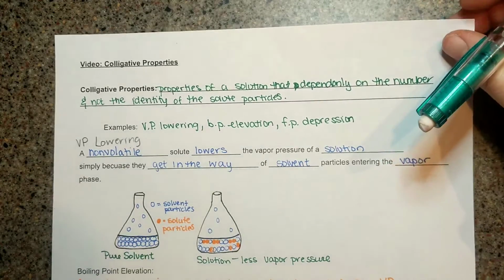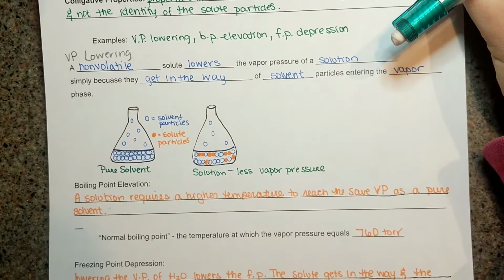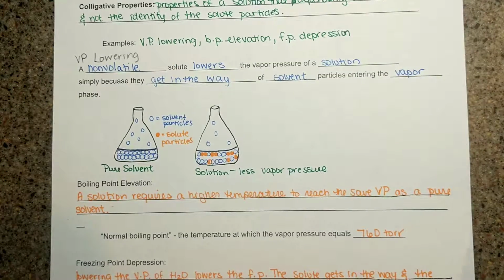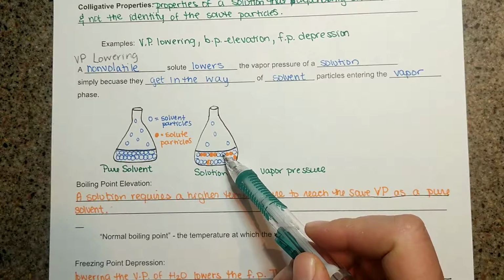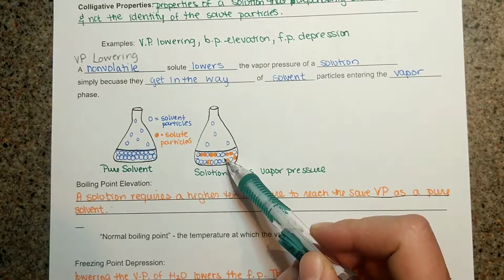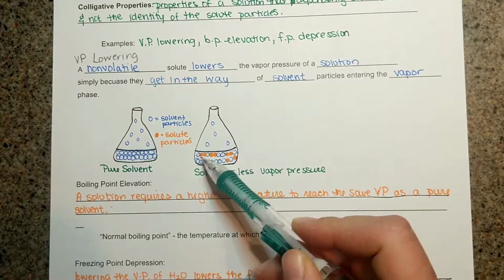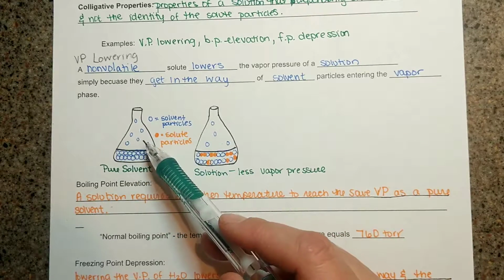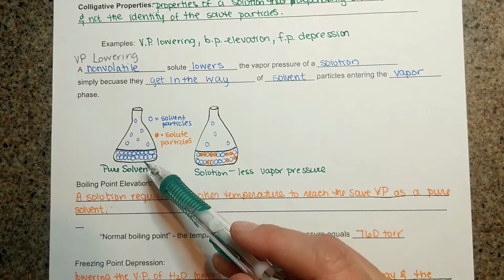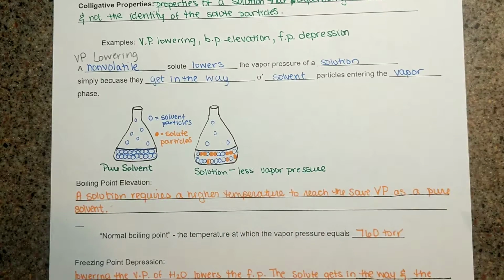The boiling point of my solution is also changed. A solution requires a higher temperature to reach the same vapor pressure as a pure solvent. Thus, the boiling point increases. Again, in order to get my molecules into the vapor phase, more energy is going to be required. Thus, a higher boiling temperature is needed to achieve the same sort of vapor pressure in a solution as I have in a pure solvent.